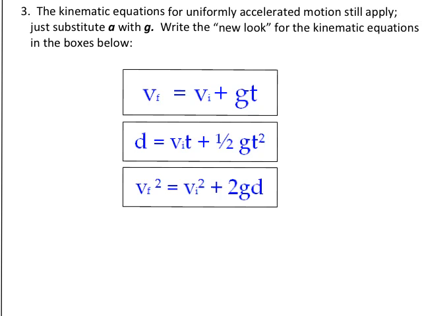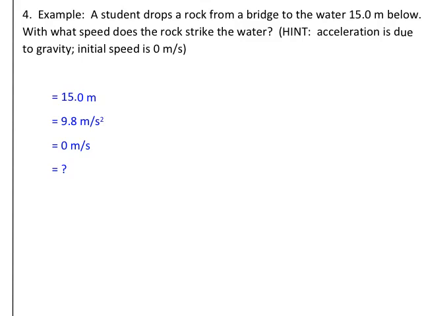Our kinematic equations look the same. All we're doing is substituting the A with a G. So go ahead and take a moment and write down the new look for the kinematic equations in your boxes. Remember, everything's the same, you're just replacing the A's with G's to indicate that the acceleration is due to gravity. So I'm going to do one example problem with you, and then you'll do the last example on your own and see how you do.